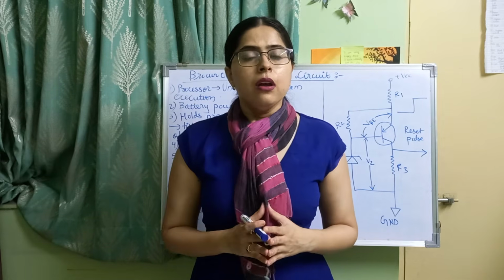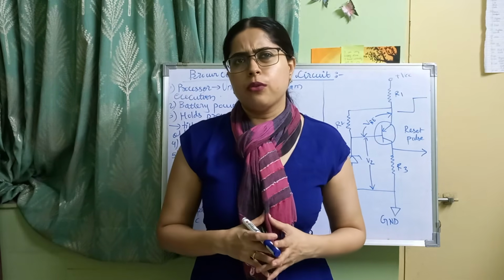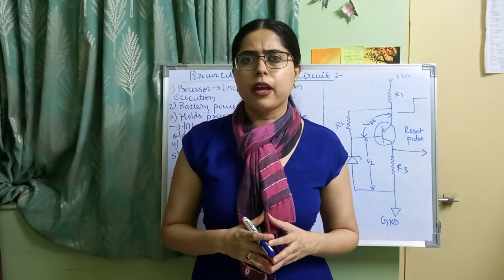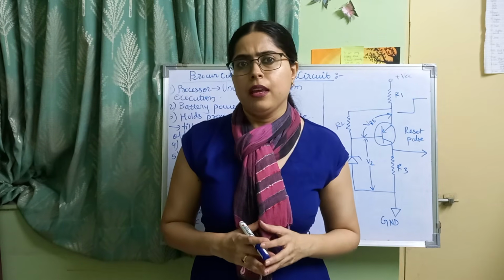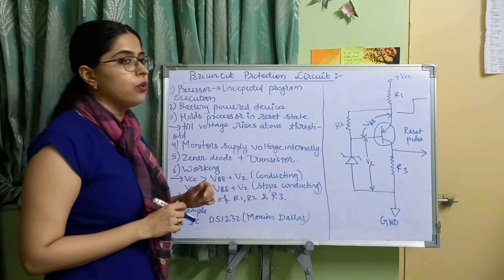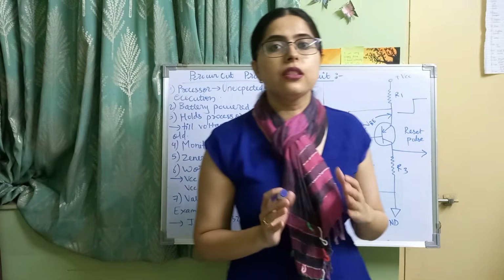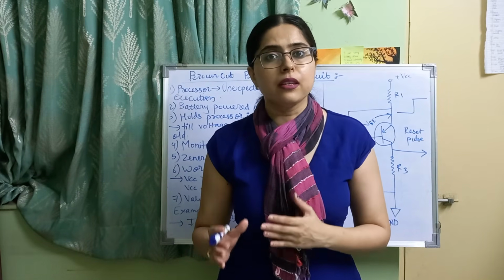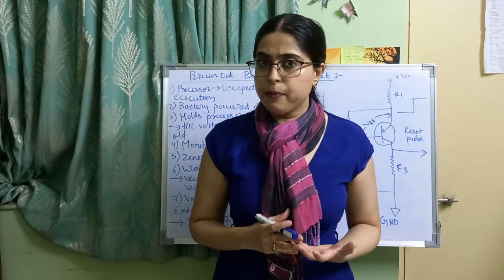Fine. So what are the examples of this brownout protection circuit? See, this brownout protection circuit is also called a microprocessor supervisor IC. An example of it is IC DS1232 from Maxim Dallas. IC DS1232 from Maxim Dallas is an example of the brownout protection circuit IC. So it is a very important part.